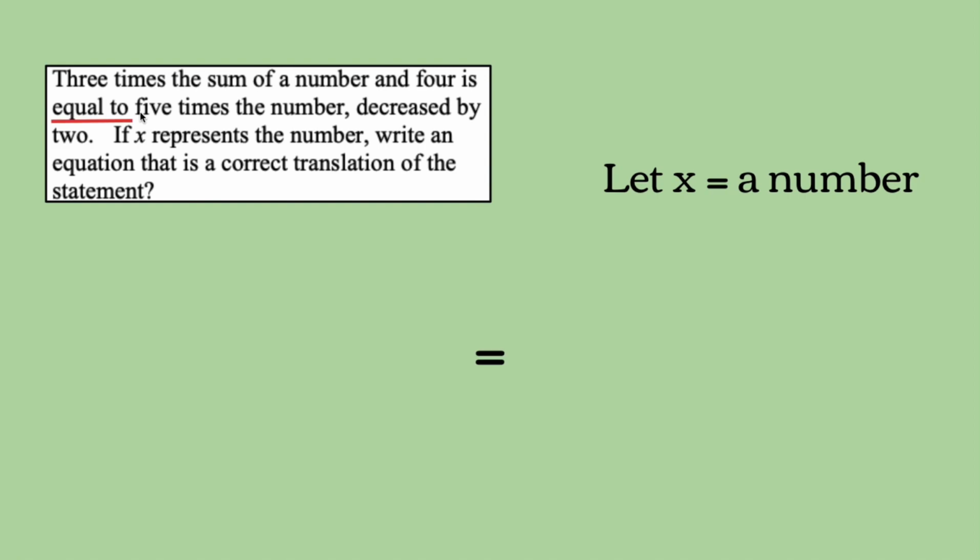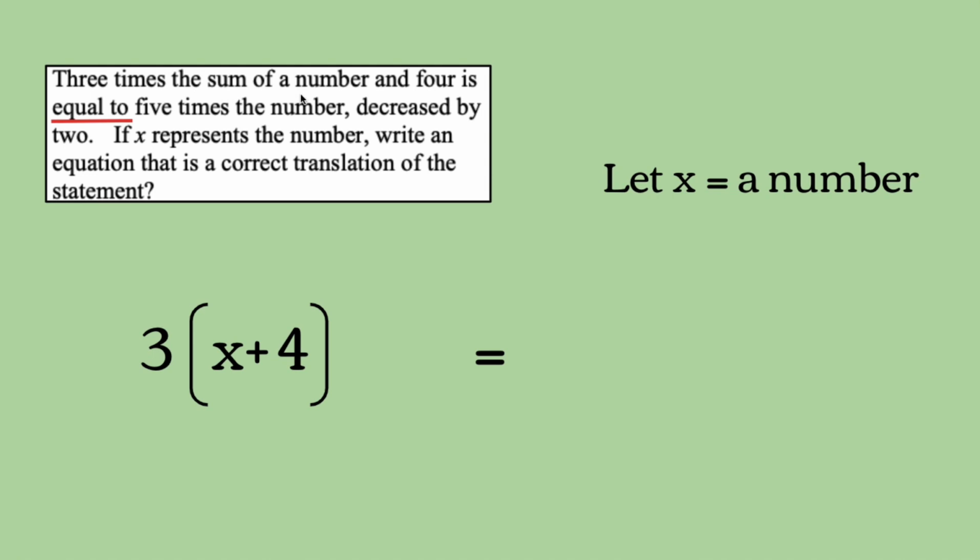It's going to have an equation in the middle. Now, the first part of the equation is 3 times the sum of a number and 4. So, we're going to start off with the sum of a number and 4, which will be x plus 4. Then we're going to add this part to it, so 3 times the sum of a number and 4. So 3 times this, and then we're going to move on to the second part of the equation.